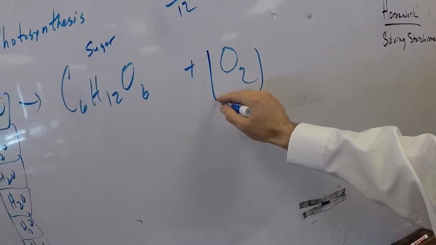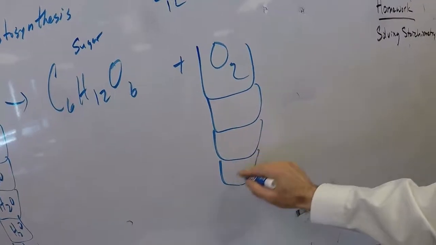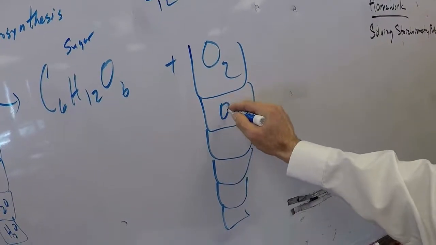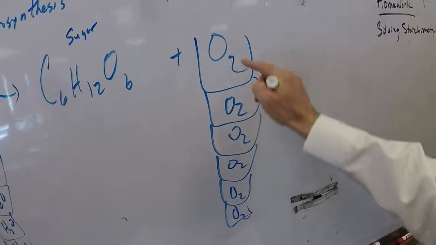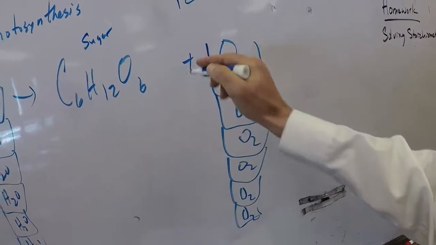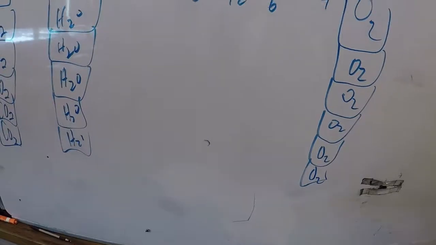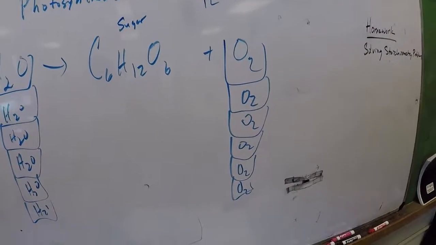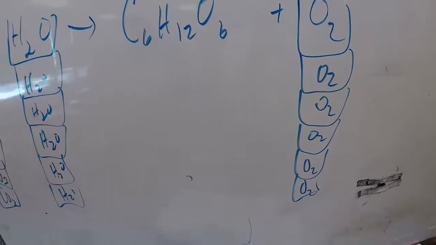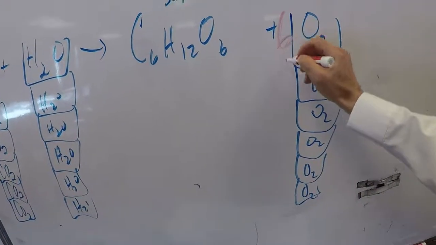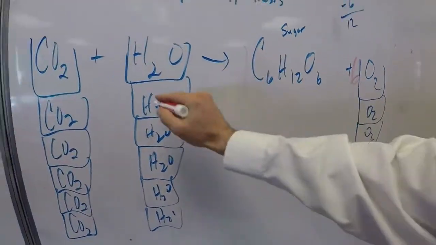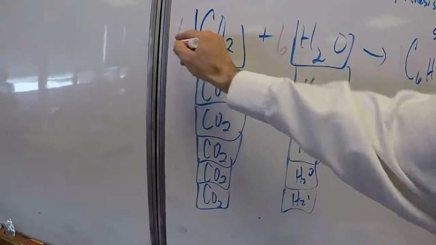So you need to have 1, 2, 4, 6, 8, 10, 12. 1, 2, 3, 4, 5, 6. And that's how we get the 6 on this balanced equation. So I'm going to put it in a different color here just so you can see. There's 6 of them right there. This is 1, 6, and 6.